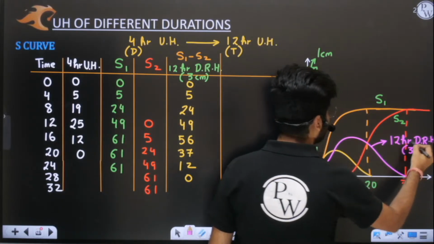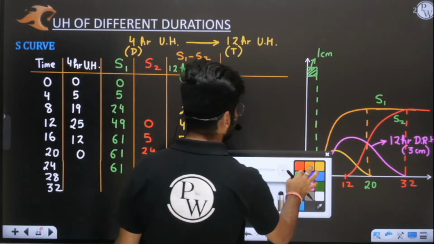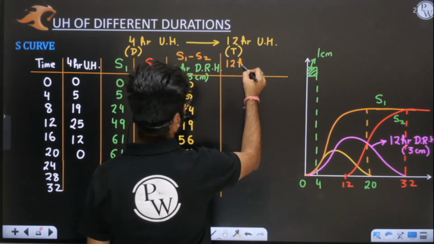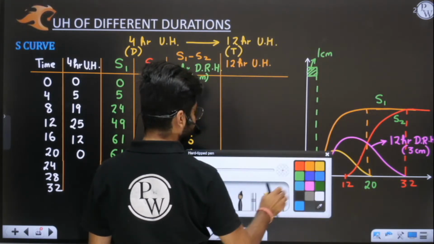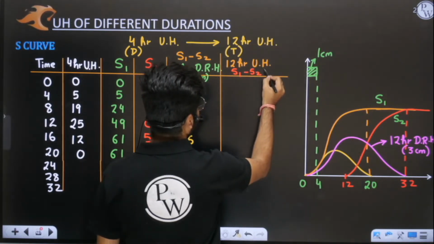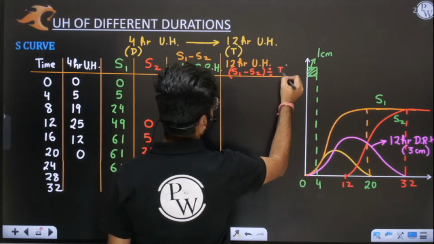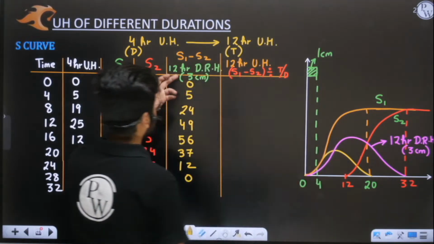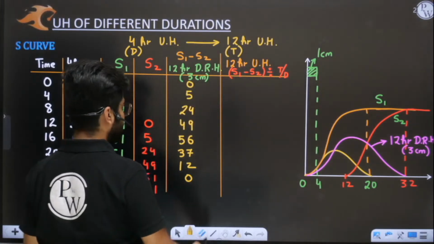Now, if I want to convert this 12-hour DRH of 3 centimeter into a 12-hour unit hydrograph, what do I have to do? I have to simply divide S1 minus S2 by T by D. T by D means 3. Sir, in 12 hours 3 centimeter, in 4 hours 1 centimeter. So this is because of 3 centimeter. So if you want to get the unit hydrograph, divide by 3.